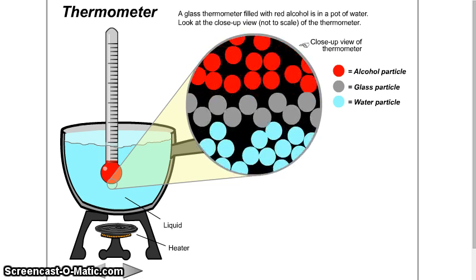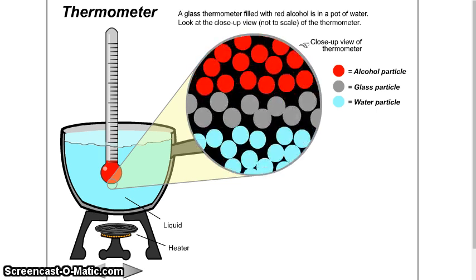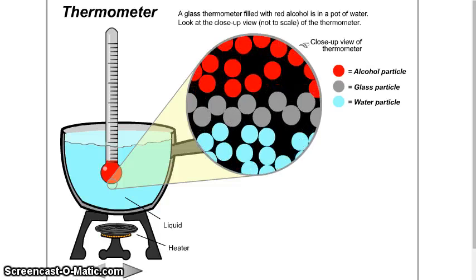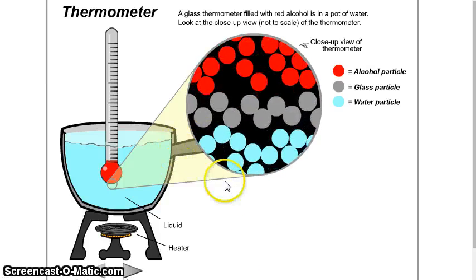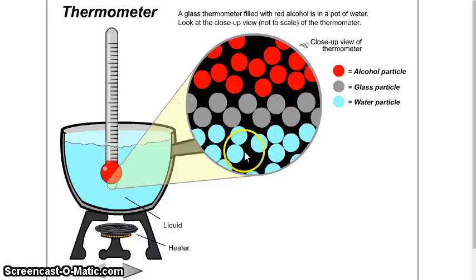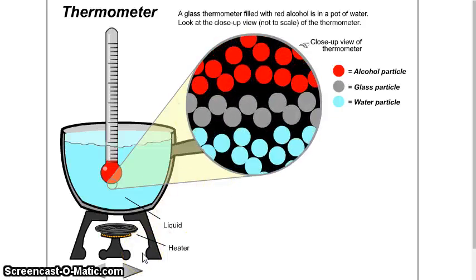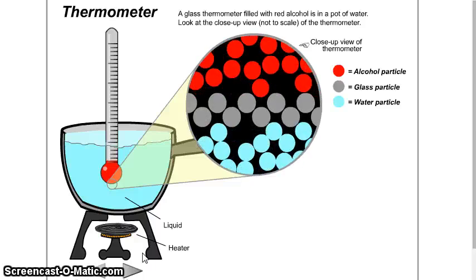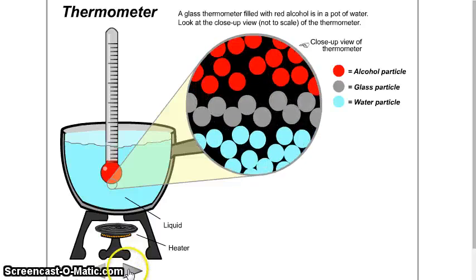Some of the things that we looked at in class, we did a little lab, and this diagram that I have here is going to explain what we did in the lab. It breaks it down on a very, very simple scale with the molecules, so we can actually see what's taking place with conduction as energy transfers from one object to another.